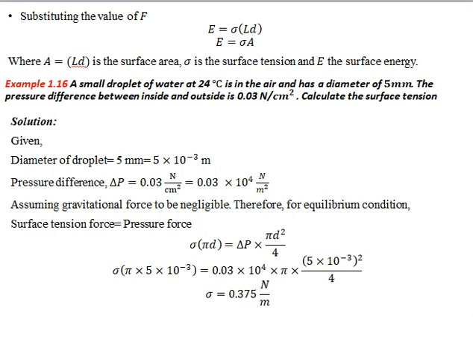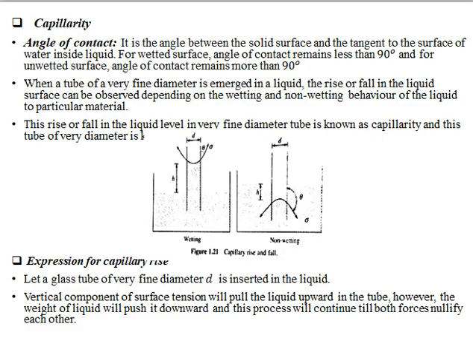Here a numerical example has been given on the basis of surface tension and surface energy. The next is capillarity. It is also a property related to the angle of contact. What is the angle of contact? It is the angle between the solid surface and the tangent to the surface of the liquid. For a wetted surface, the angle of contact remains less than 90 degrees, and for an unwetted surface, the angle of contact remains more than 90 degrees.